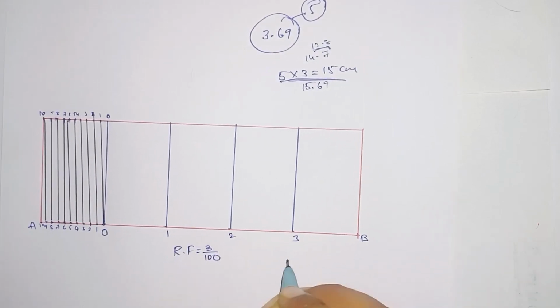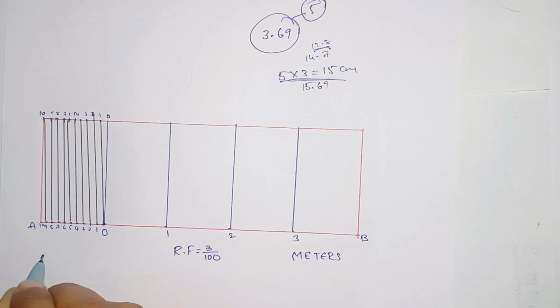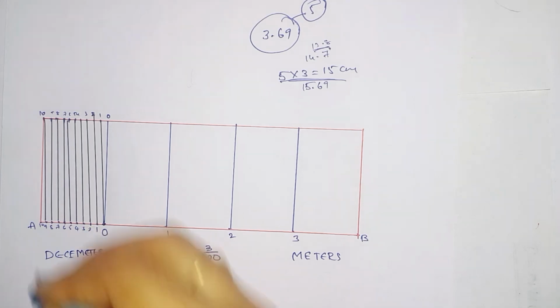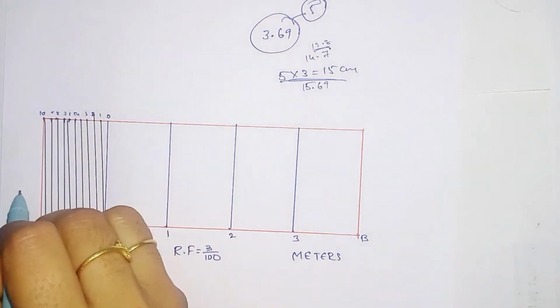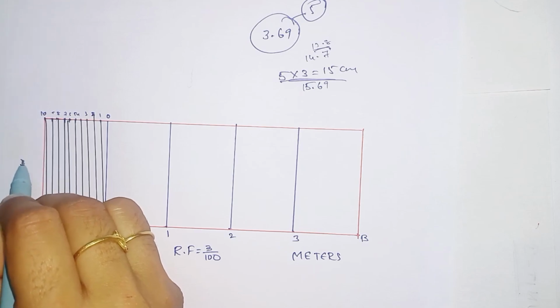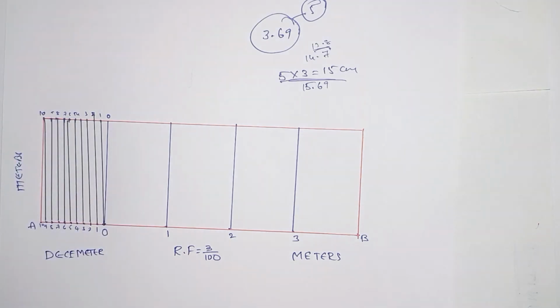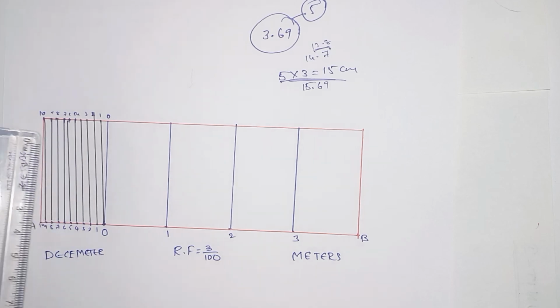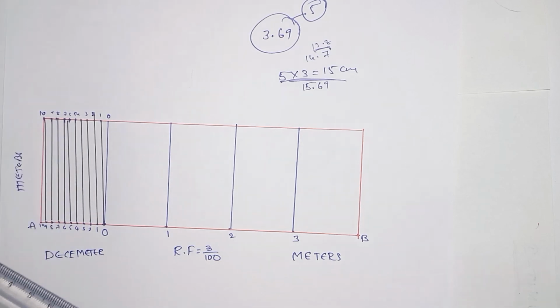On the right side you have to mention meters, only in capital letters. And here mention decimeters. Decimeters. And here mention meters. Meters.